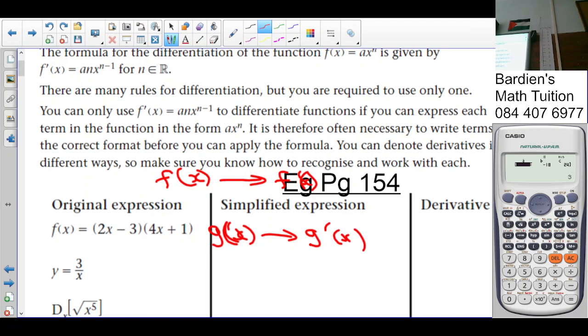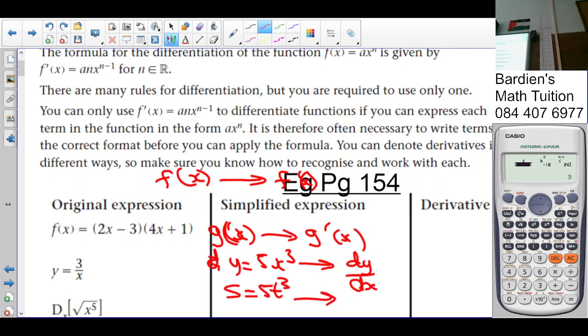Now if you have y equals 5x cubed, for argument's sake, and we apply the derivative, that becomes the derivative of y with respect to x. So that's dy over dx. Can you see that? What if we have s equals 5t cubed? What would that be when we apply the derivative? That would be ds over dt, meaning the derivative of s with respect to t.